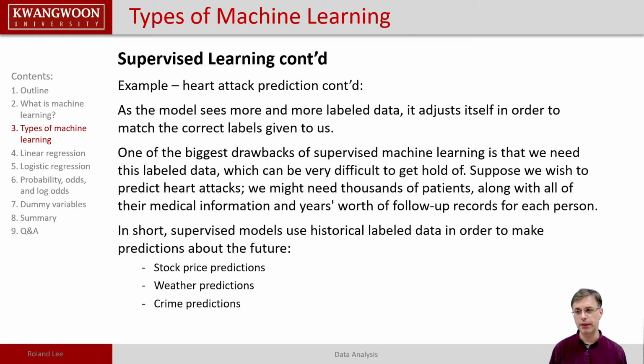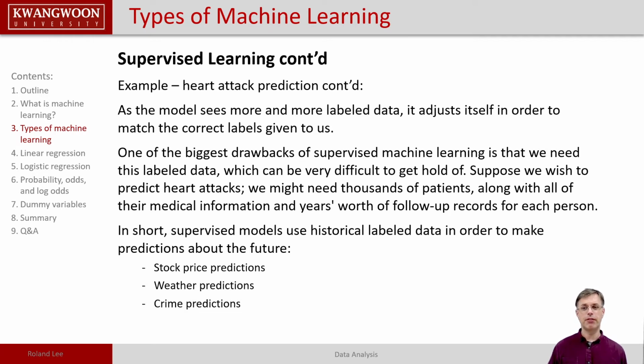Suppose we wish to predict heart attacks. We can need actually thousands of patients' data along with their full medical information and years' worth of follow-up records for each person. Well, it's easy. No, it's not. It's really difficult to get them. In short, supervised models use historical labeled data in order to make predictions about the future.